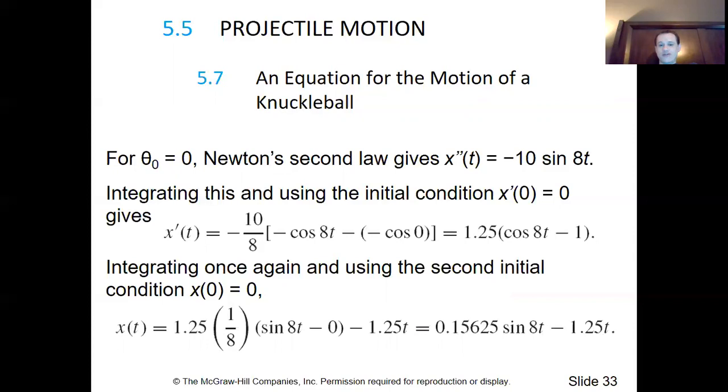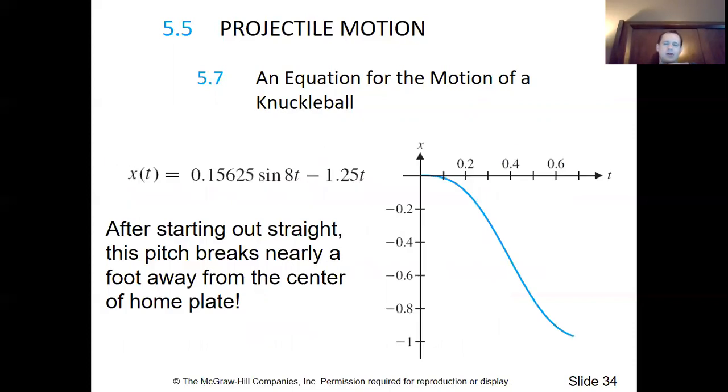And integrate 1.25 times the quantity cosine of 8t minus 1. That integral turns into a 1/8. And then when you apply your limits, again from 0 to t, you get sine of 8t minus 0. So the master equation for this thing's position turns out to be, when you crunch all the numbers, 0.15625 sine of 8t minus 1.25 times t. Okay, if you graph that, this is a graph of how much this thing moved from the center versus time.